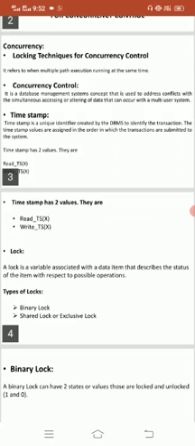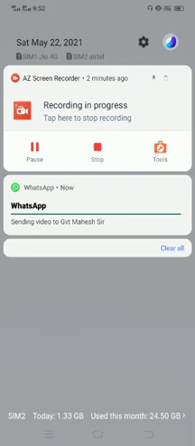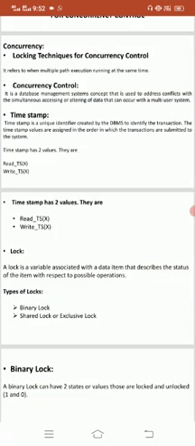Concurrency control protocols which ensure serializability of transactions are most desirable. Concurrency control protocols can be broadly divided into two categories: lock-based protocols and timestamp-based protocols.